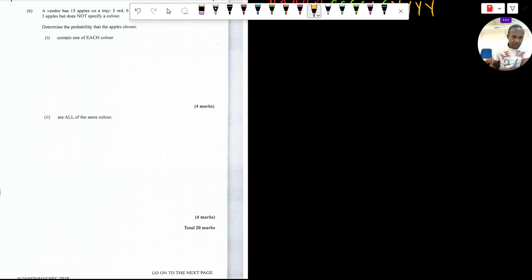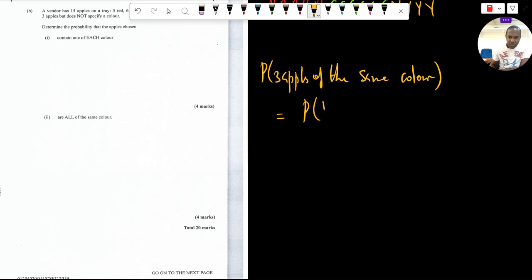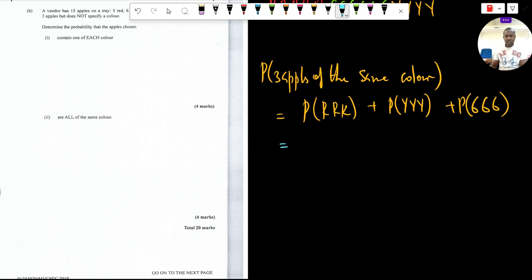So we say that the probability of getting all of the same color, so three apples of the same color, would be equal to the probability of, say, red, red, red, plus the probability of getting yellow, yellow, yellow, plus the probability of getting green, green, green. Now let's work these out. If you get a red on the first attempt, the probability of getting that is 5 over 15.